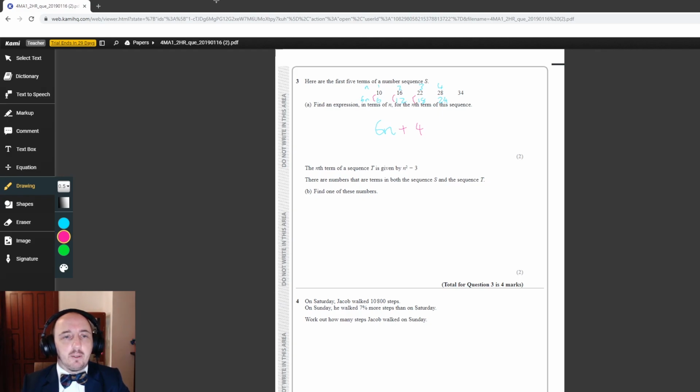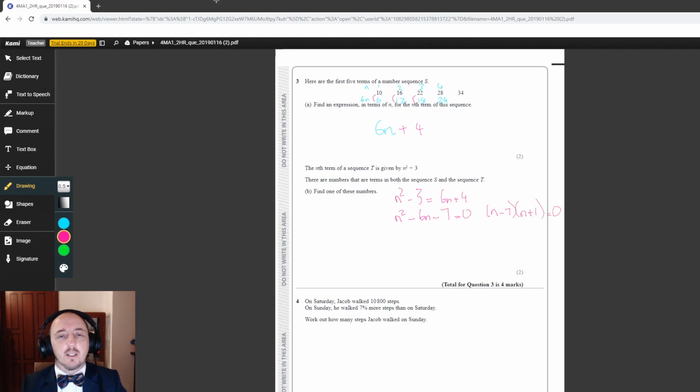For part B, we need to find a number that's in both sequences of 6n plus 4 and n squared minus 3, so we can just equate these two. Okay, so that will give us one answer which will be in both sequences. So n squared minus 3, we're going to rearrange this to get a quadratic like that, which factorizes to give us n minus 7, n plus 1.